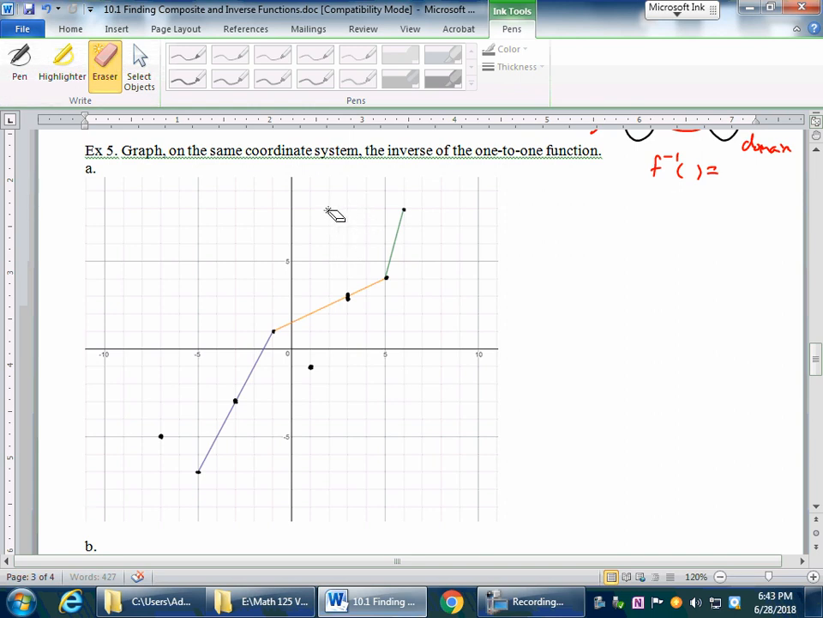Next point, that is 5, 4. So when you interchange X and Y, that will become 4, 5, which will be right here.